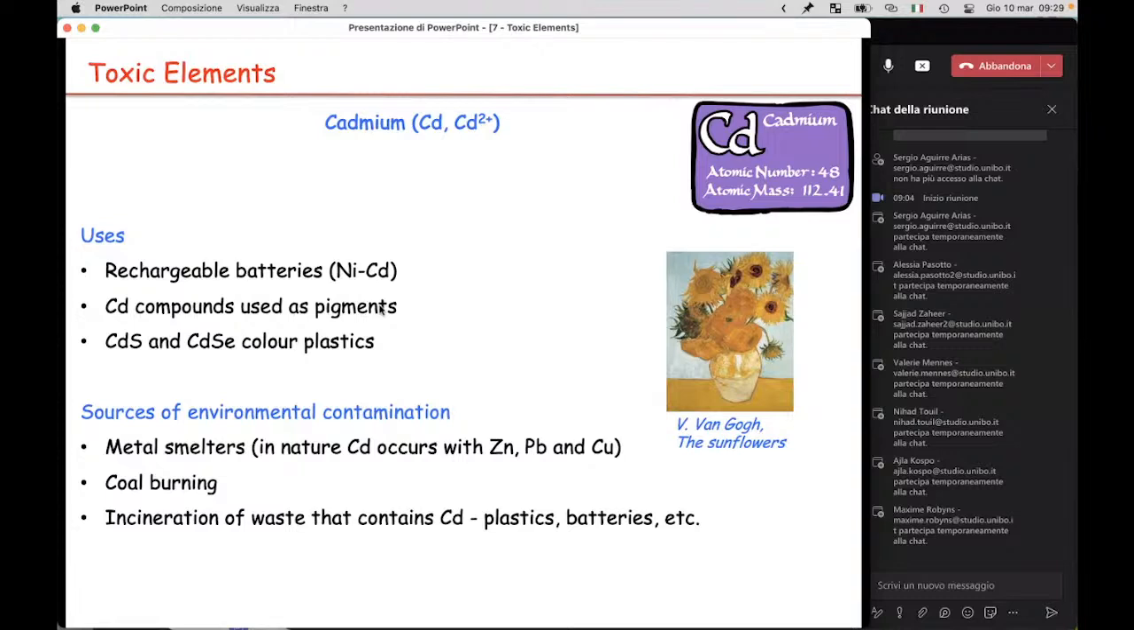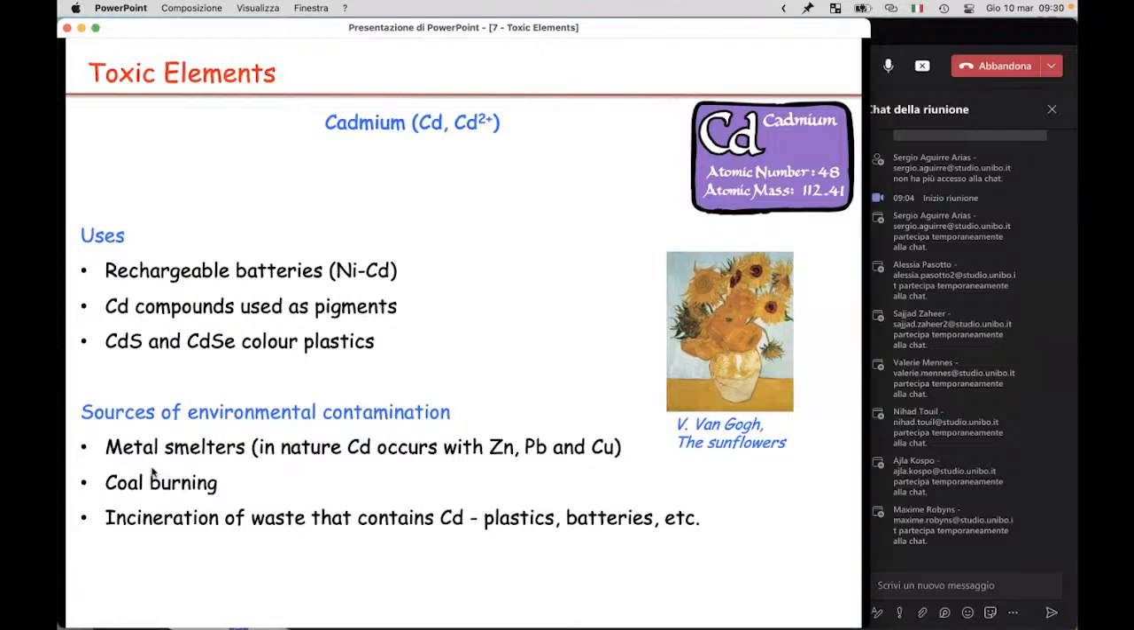In the environment, we can find cadmium due to its occurring in minerals together with zinc, lead, and copper. So when those metals are smelted from minerals, a lot of cadmium is washed out with the minerals. Of course, it should be eliminated in a correct way, but even small amounts can be eliminated in the environment. Okay, so it can happen.